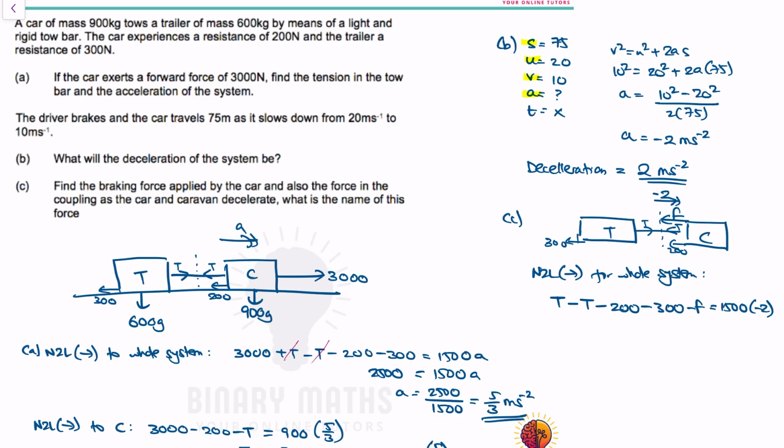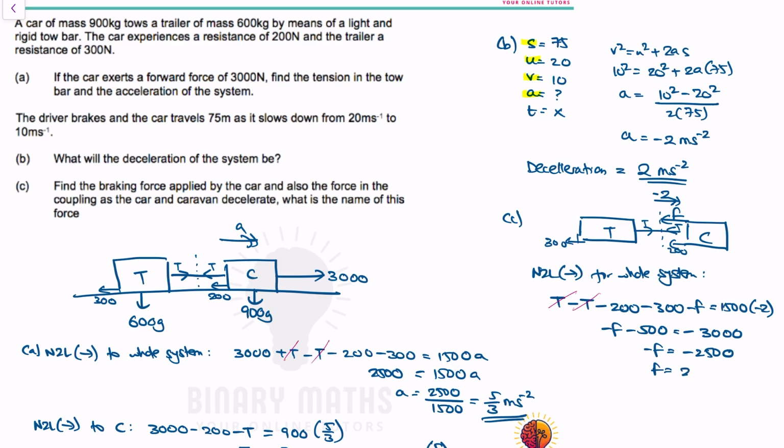So if I do that, the T's cancel out. All I'm left with is minus F minus 500 is equal to minus 3,000. So that means minus F is equal to minus 3,000 plus 500, which is minus 2,500.